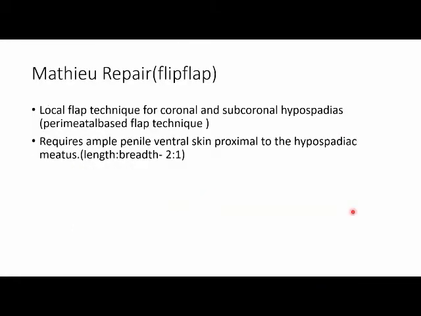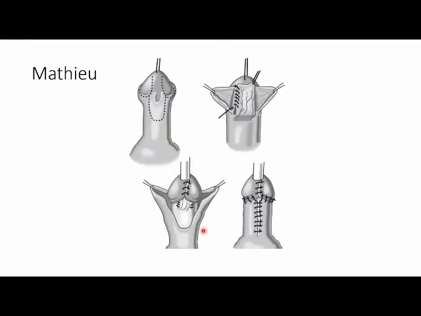Coming to Mathieu repair, or commonly known as the flip-flap repair. So this is a perimeatal based flap technique, which is based on the blood supply of the meatus. It is ideally used for coronal and subcoronal hypospadias, and it requires ample penile ventral skin, which is mobile, and the meatus also should be mobile. And there should be ample ventral skin proximal to the hypospadiac meatus, and the length to breadth ratio of the flap should be 2:1. Otherwise, the flap will fail because of ischemia.